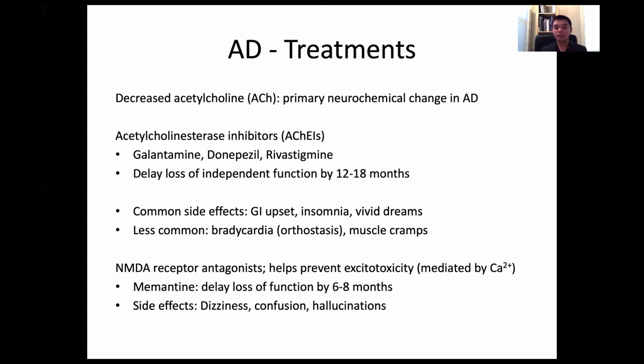The next class of medications to know about are NMDA receptor antagonists. And basically the only one to know about for this case is memantine. This one is thought to delay the loss of function in these patients by 6 to 8 months. It's often used either in substitution or in conjunction with the acetylcholinesterase inhibitors. And the primary side effects that I warn people about are dizziness, confusion, and hallucinations.